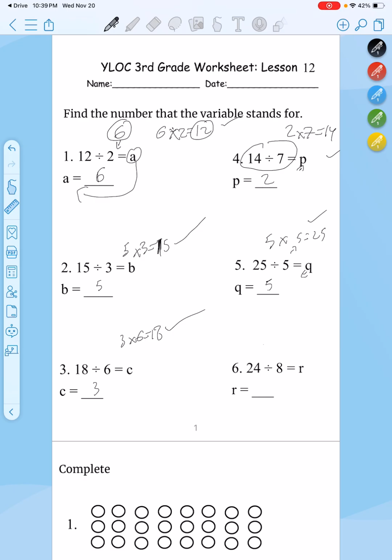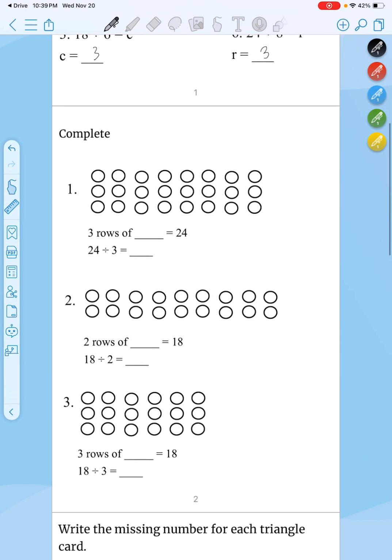24 divided by 8, that's 3. 3 times 8, that's 24. That's correct. So complete each square. So let's just say these 3's are rows. So 3 rows of question mark amount of circles equal 24. So 3 times a number equals 24.